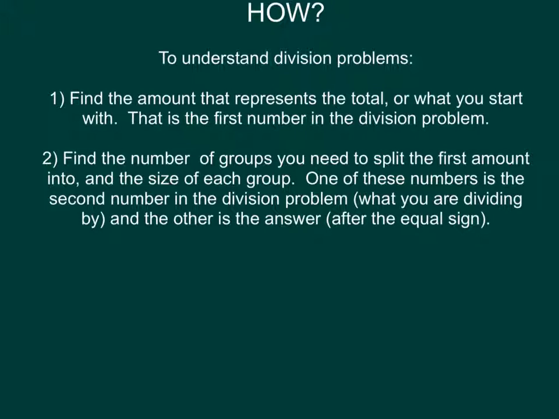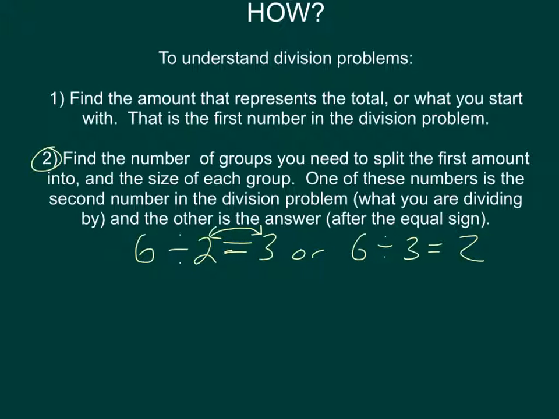Those could be flipped around. The first number, the total, is always what you're going to start with. But the second number and the answer can be flipped around. What I mean is, when you have 6 divided by 2 equaling 3, you can also have 6 divided by 3 equaling 2. These numbers can be flipped around, but the number that you start with can't be flipped around, otherwise you change the problem. Okay?